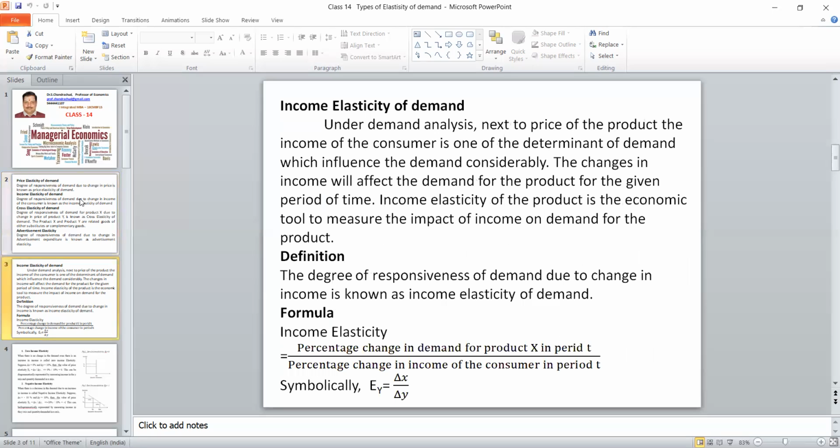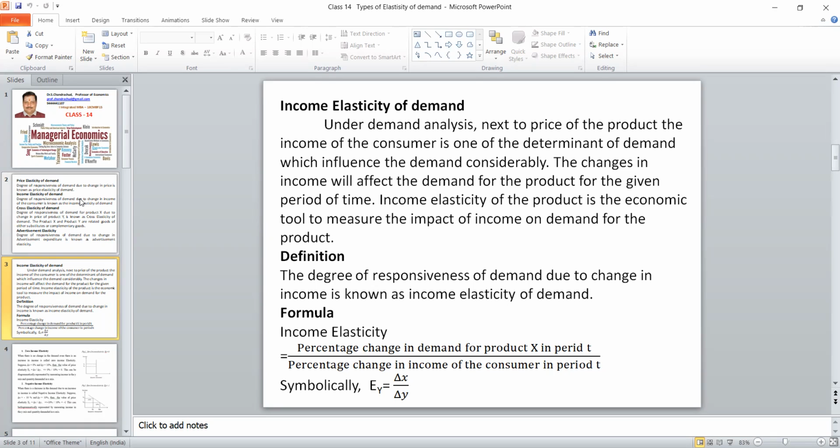Under demand analysis, price and demand is the predominant relation, expressed in the law of demand. Next to that, the most important factor is the consumer income. This particular consumer income decides your level of demand. That is why calculating the income elasticity is predominant for demand forecasting. The income elasticity of a product is an economic tool to measure the impact of income on the demand for the product. The wording is very similar to price elasticity, except that instead of price, you put income.